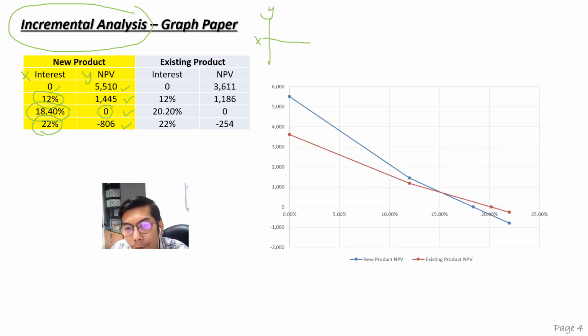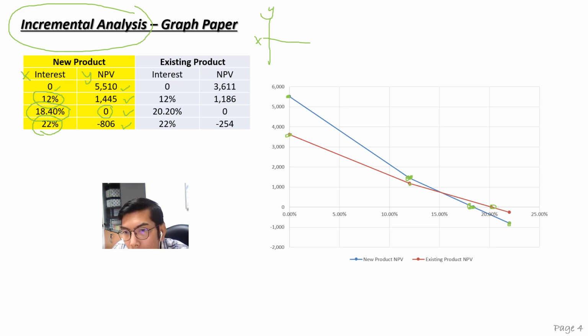Okay, so kita plot dalam graph. Blue line is new product, red line is the existing product. Okay, kita plot lah. New product, interest 0, NPV dia 5510. Interest 12%, NPV 11445, then interest 18.4, NPV 0, and then interest 22%, NPV value negative 806. Plot and then disambungkan garisannya. Sama juga dengan existing product, plotkan based on the data tadi.